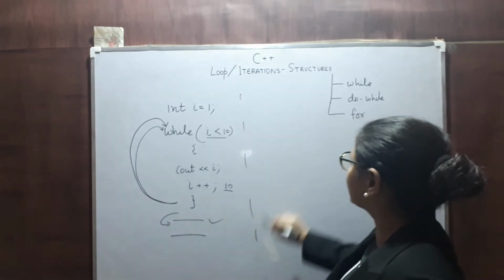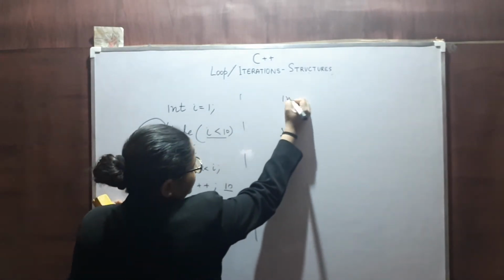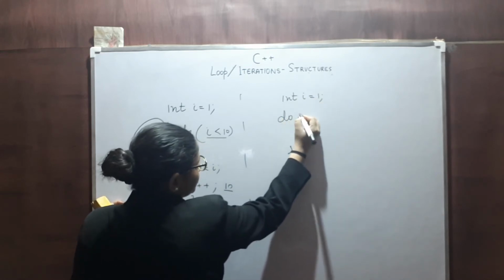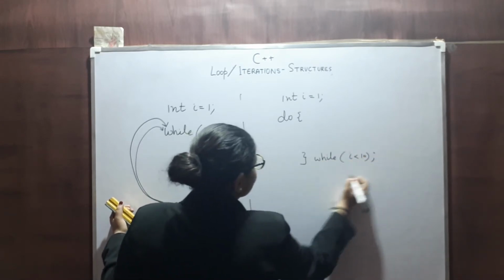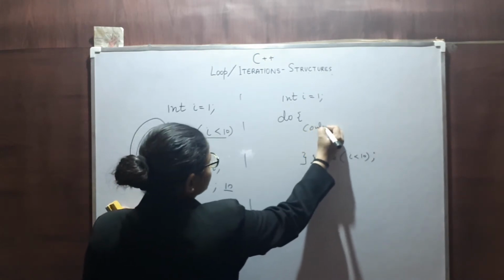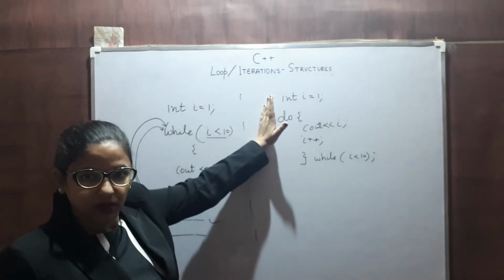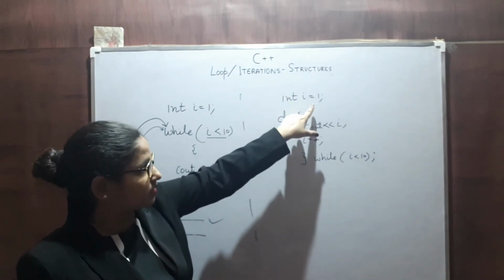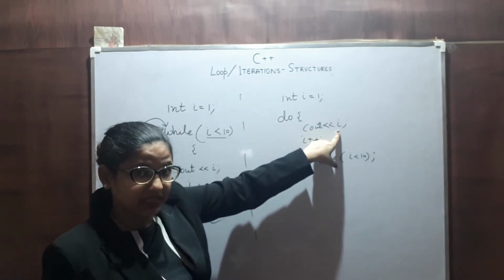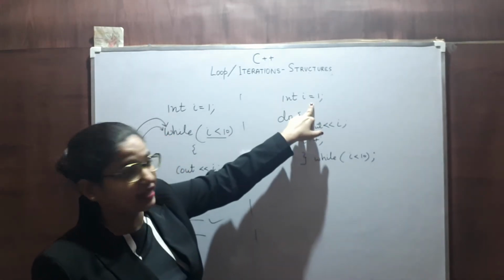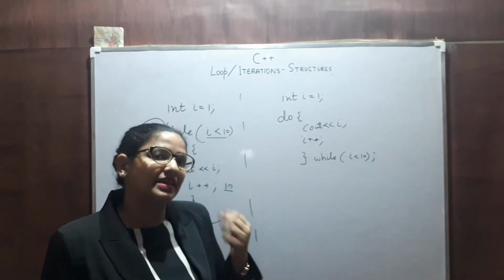Next, we have the do while statement. In the do while statement, the same thing: int i = 1, do, while i is less than 10 and a semicolon. And in the do section we have cout i and i++. Firstly, we have declared one variable i initialized with 1, do cout i, that means display the value of i. Here the value of i is 1, then i++ makes it 2, while i is less than 10. So yes, 2 is less than 10.